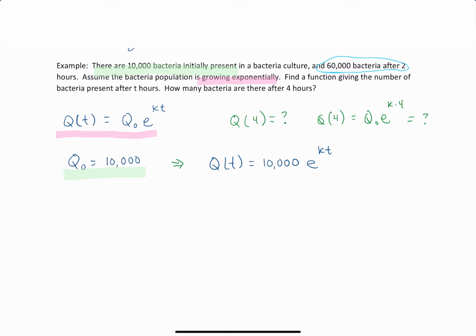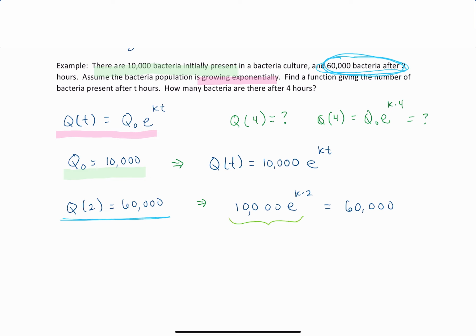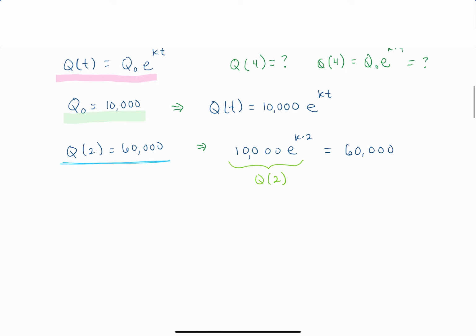So that other information said quantity after 2 hours is 60,000. So that 60,000 after 2 hours goes along with this statement, Q of 2 equals 60,000. Now, what does that tell us? Well, it tells us that if I plug a 2 in for t into our model, what I get is 60,000. Right, this is Q of 2. It's just the formula for Q with a 2 plugged in. Now I can solve this for k. Let me rewrite this: 10,000 e to the 2k equals 60,000.